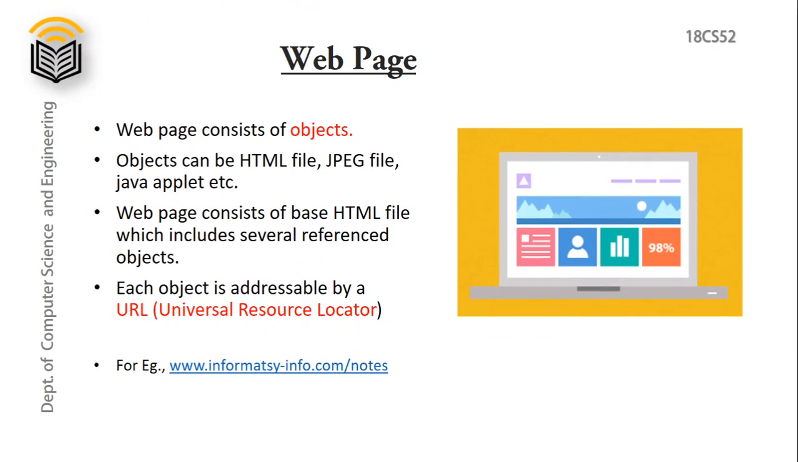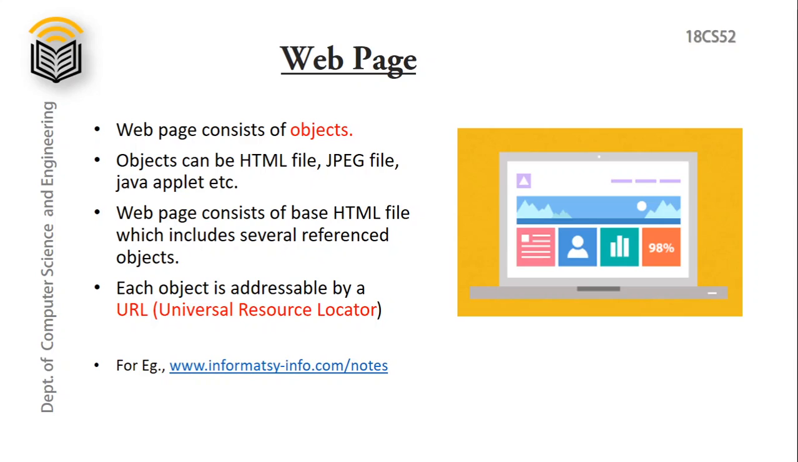Web page. Whenever we try to access a web page, it consists of objects. That means every content of our web page is an object. Normally a web page consists of an HTML file, images, Java applets, audio files, etc. Consider a web page having one base HTML page and 6 images. So a total of 7 objects are present in that web page. Here 6 images are referenced objects.